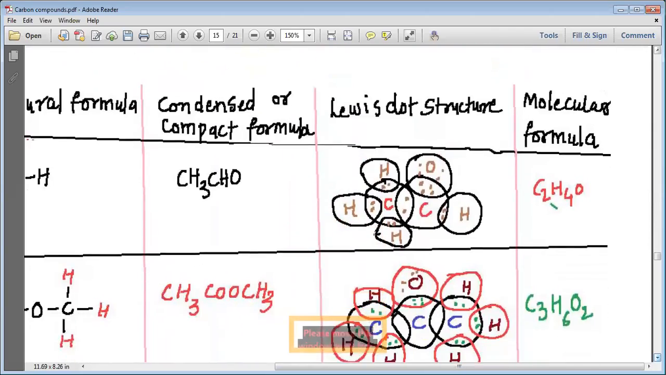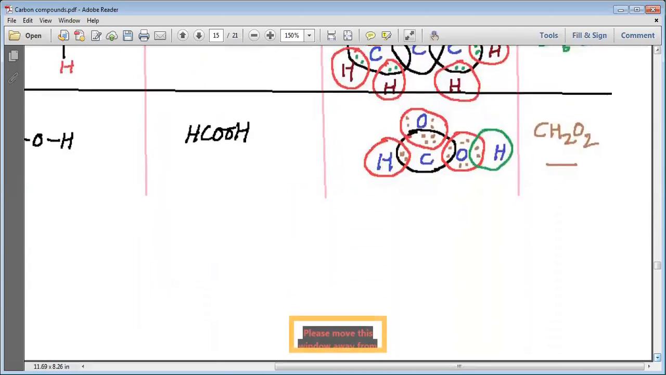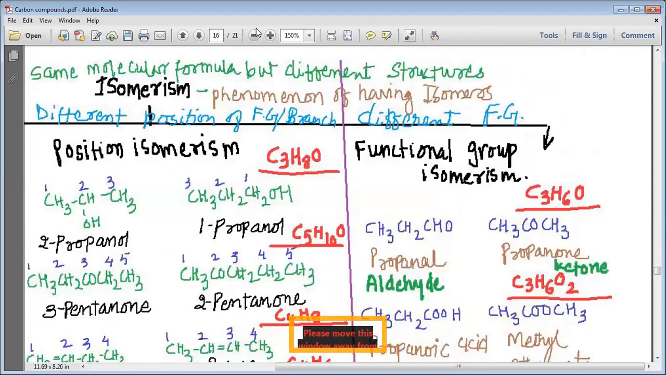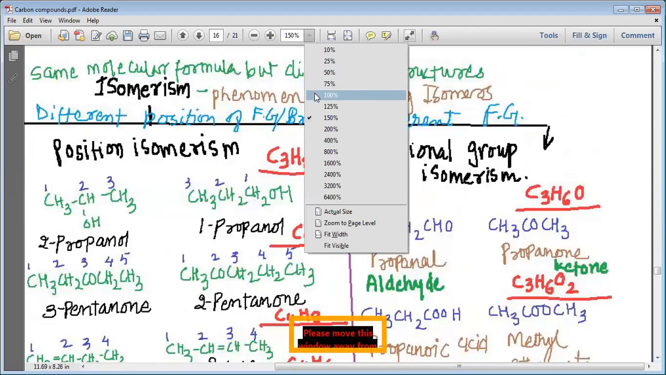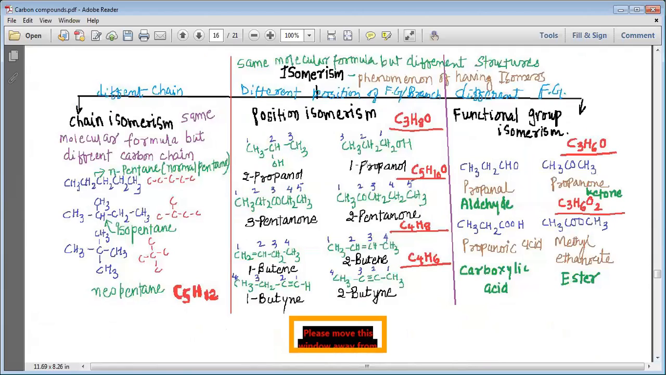So let's have a look at the various types of isomerism that we may study. We have seen that those compounds which have the same molecular formula but different structures are known as the isomers. Isomers can be of three types. One is known as the chain isomer, another is known as the position isomer, and the third one is known as the functional isomer, my dear students.